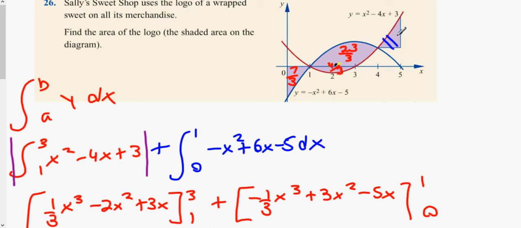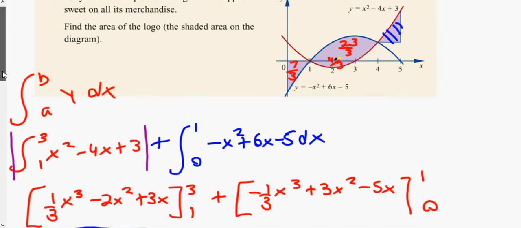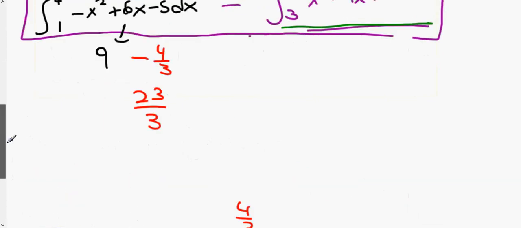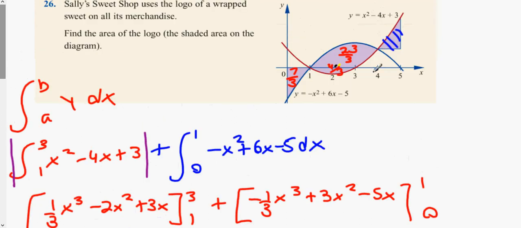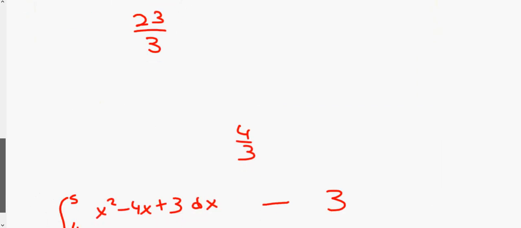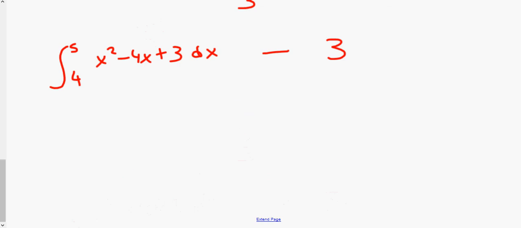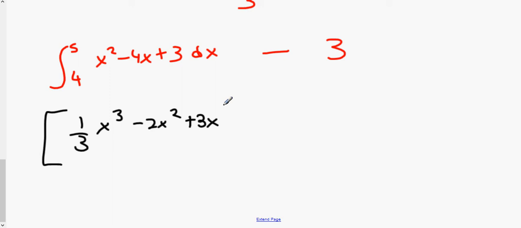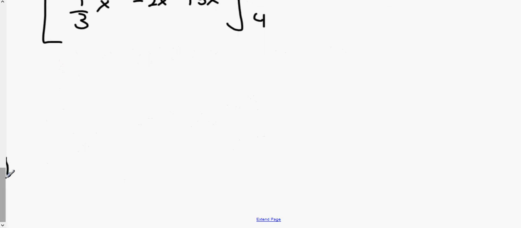And now finally we're on this one here. That's what we need to find out now. As I said before, we're going to integrate the full thing, including this part here, and then take away what's in the square, which is 3. That's what we determined earlier. Or not the square, but the rectangle. So let's integrate: a third x cubed minus 2x squared plus 3x from 5 to 4.